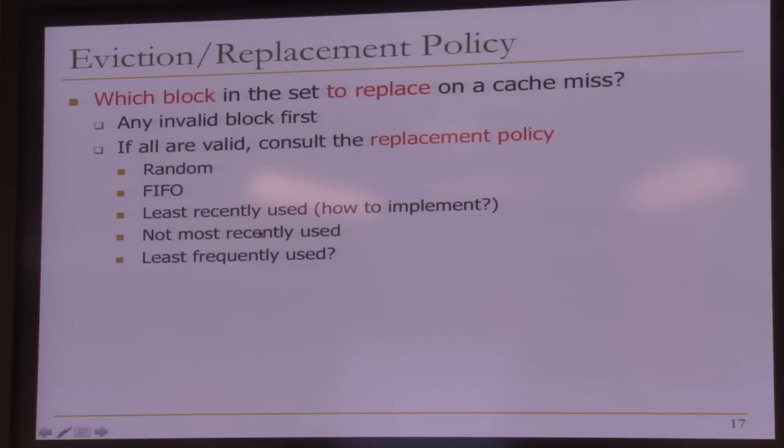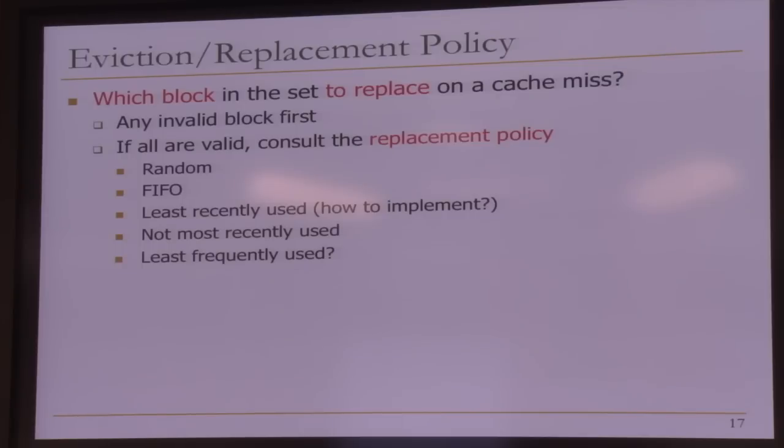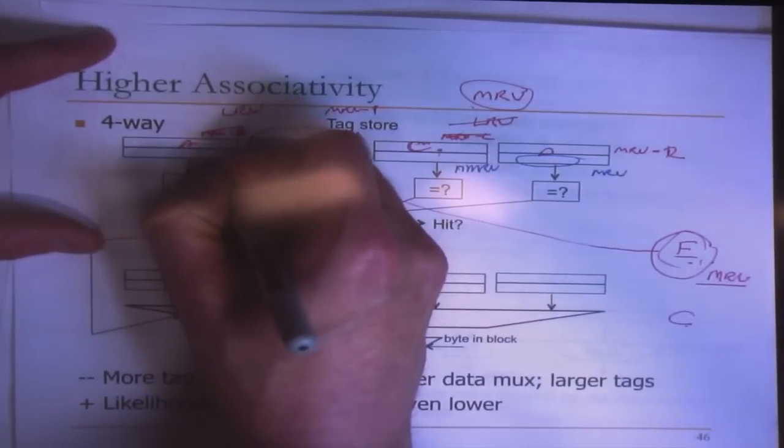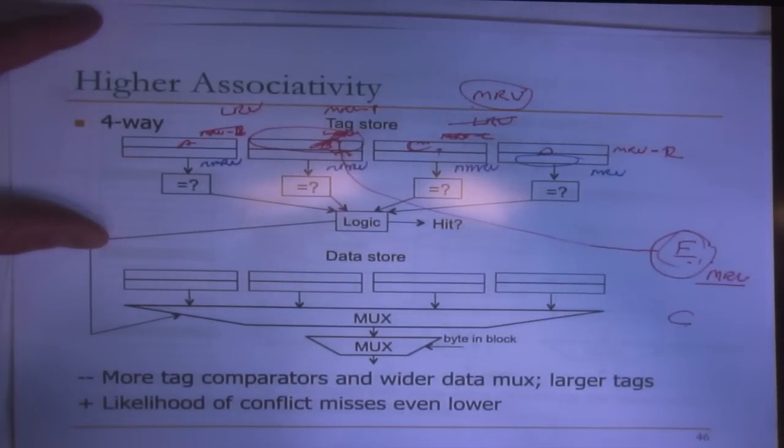Least recently used, as I just showed you, requires tracking the order of reference within a set, and you do it for each set separately. Whereas not most recently used is much simpler, right? You basically keep track of the maybe most recently used and everything else, and you evict one that's not most recently used. If out of these four blocks, let's look at this set, let's say this is the most recently used. Well, these are not most recently used, not most recently used, not most recently used. Right? You just need that information.